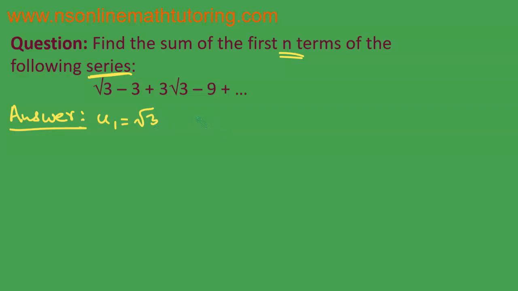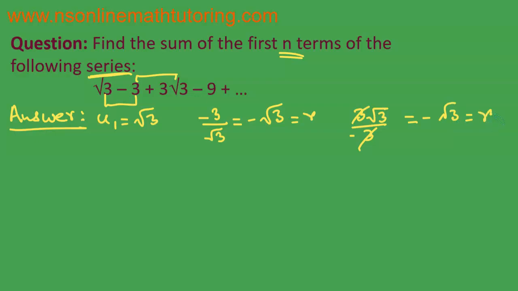What is the common ratio? If I take the first two terms, it is negative 3 over root 3, which is equal to negative root 3. This is equal to R. I can show you this is the same ratio that I'll be getting if I take the second and the third terms. So this is 3 root 3 over 3, it's negative 3, right? So this is equal to negative root 3, which is equal to R.